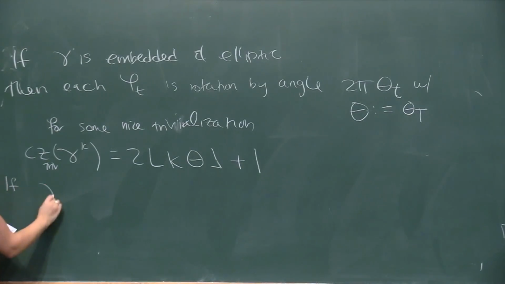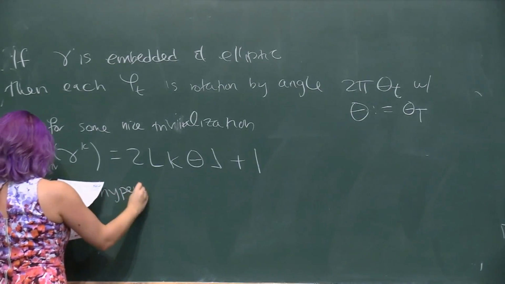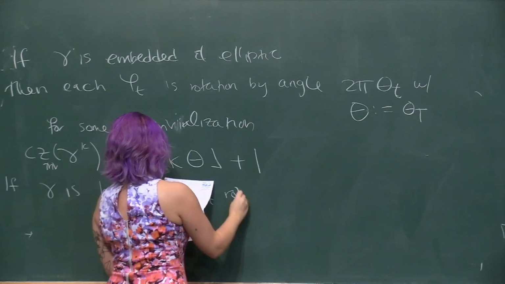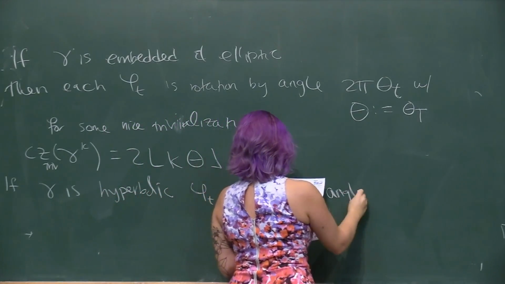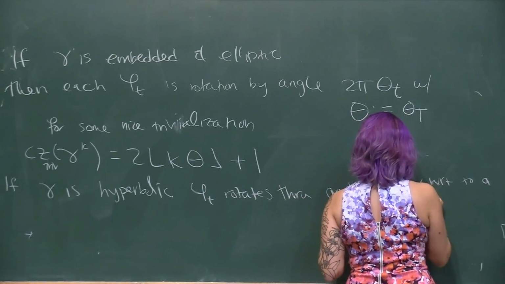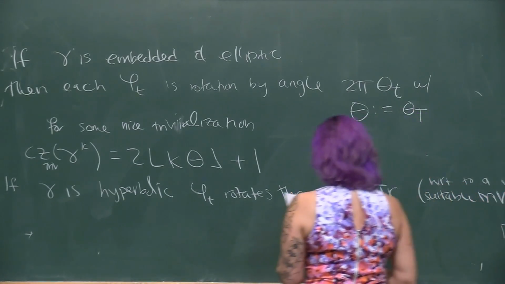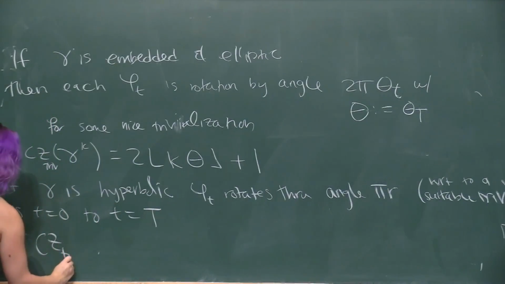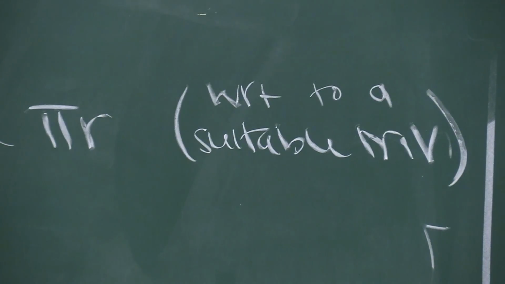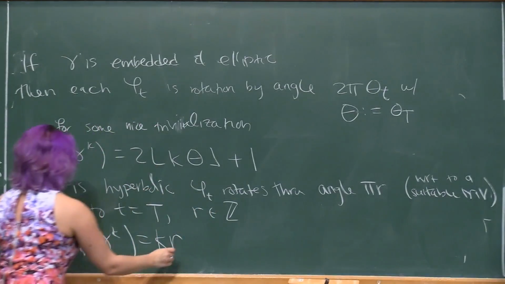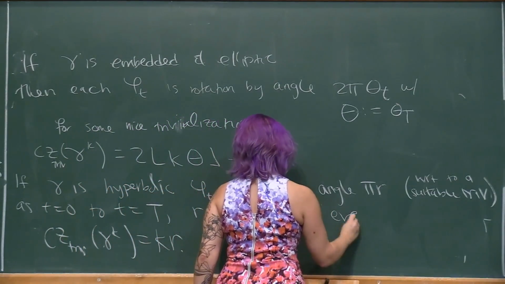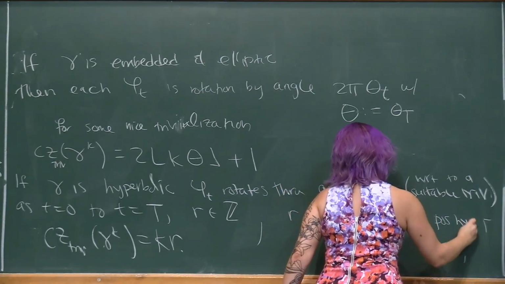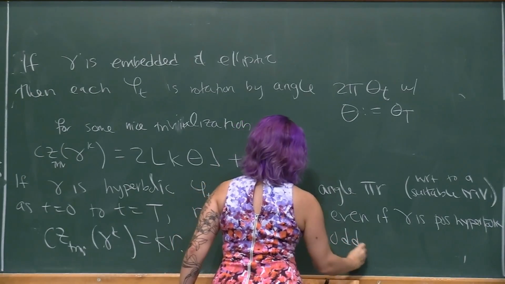And then if gamma is hyperbolic, then the flow rotates through angle pi r with respect to a suitable trivialization, as you go from time 0 to time big T. Then you'll have that CZ with respect to this trivialization of gamma^k is going to be equal to kr. And here, what's remarkable is that this r is actually an integer. It can be 0. And r is going to be even if gamma is positive hyperbolic, meaning it has positive real eigenvalues, and it's going to be odd if gamma is negative hyperbolic.